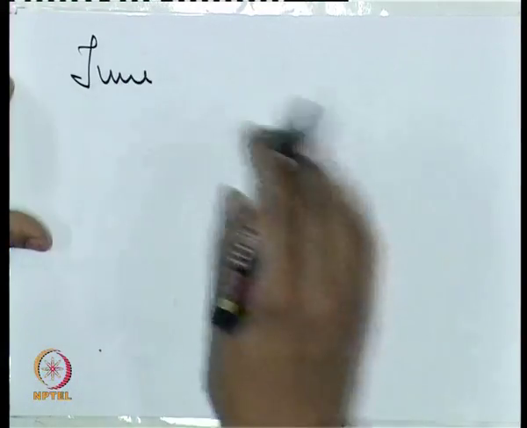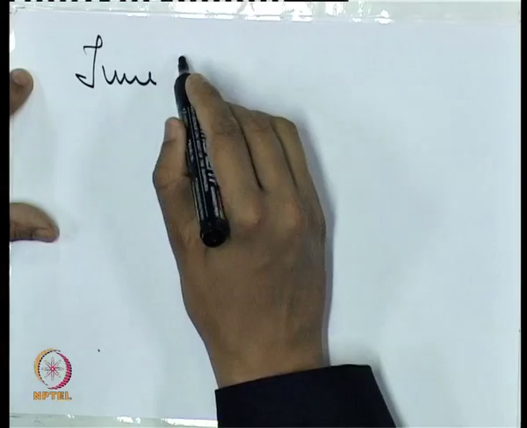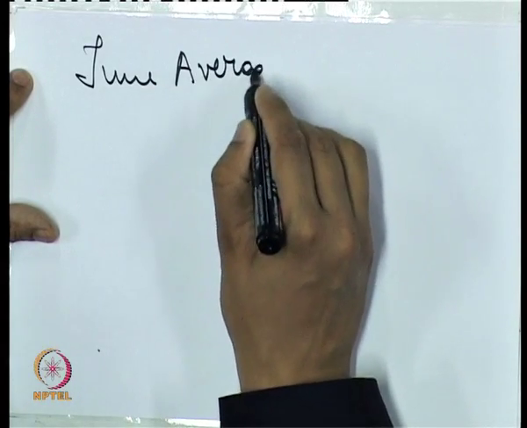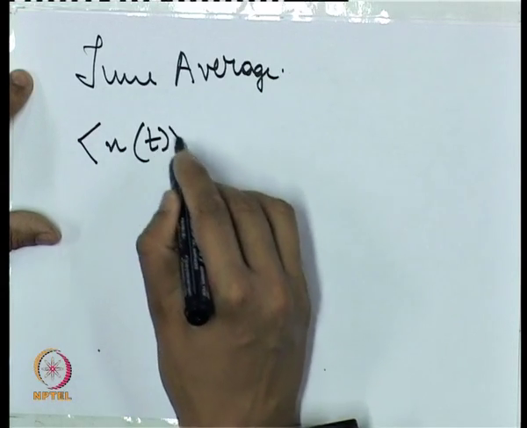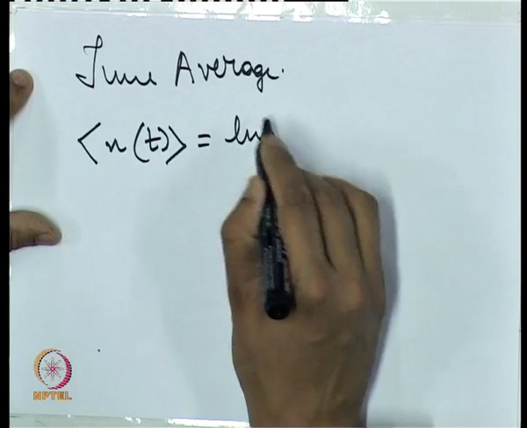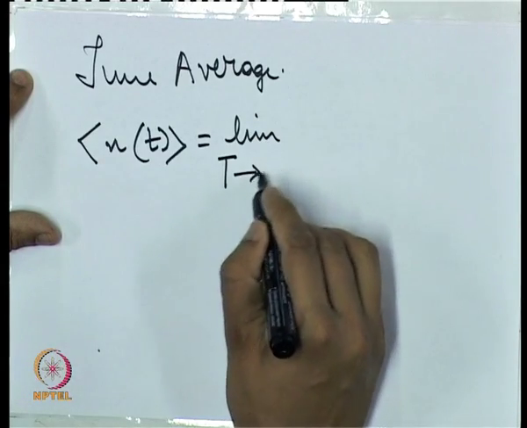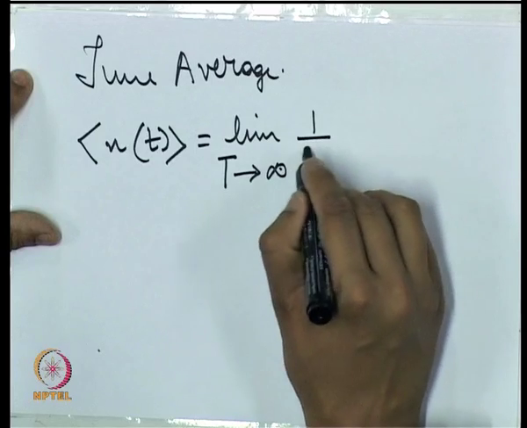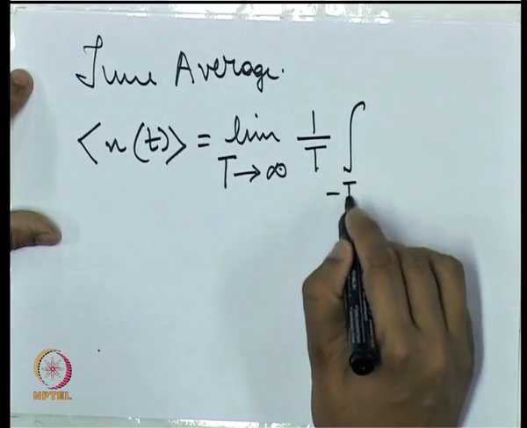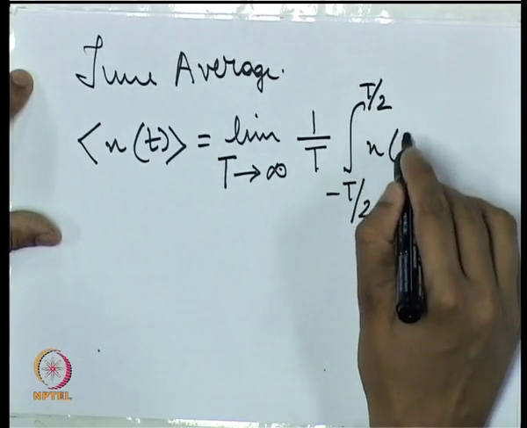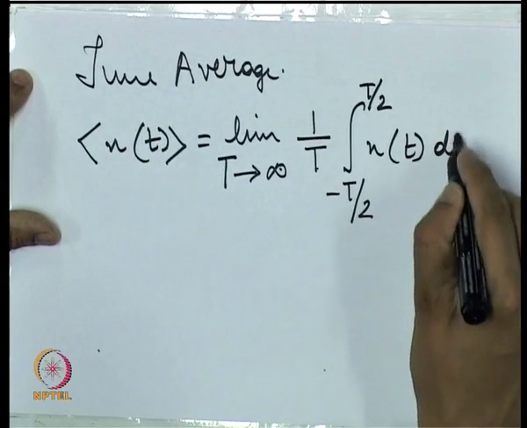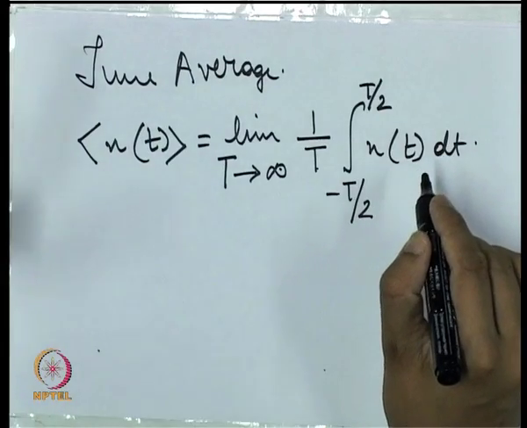In that sense, there are two types of average actually. One is what is known as the time average. That is represented by this symbol, and it is defined like this. So it is the average of the noise voltage or any other random process with time.